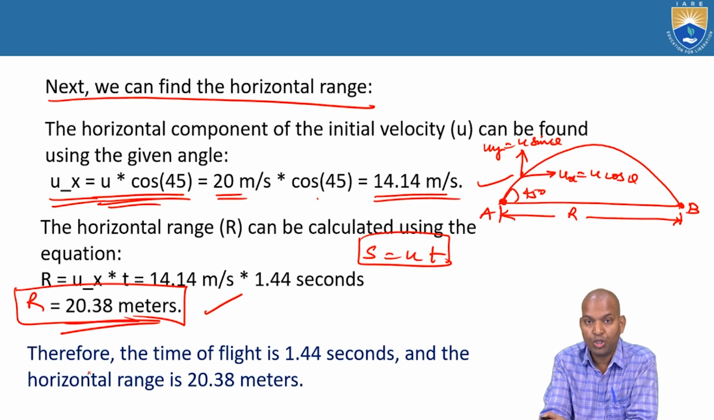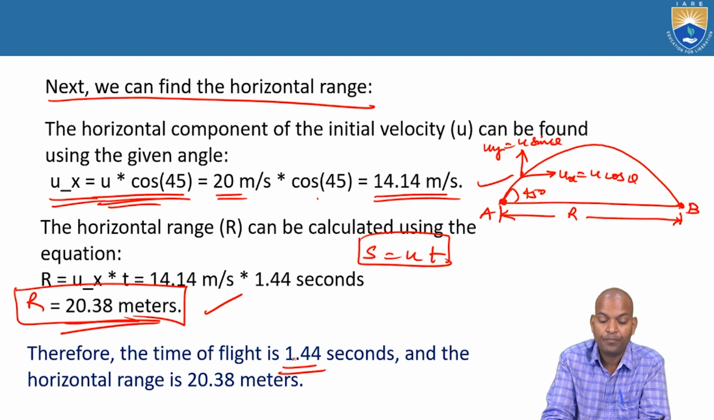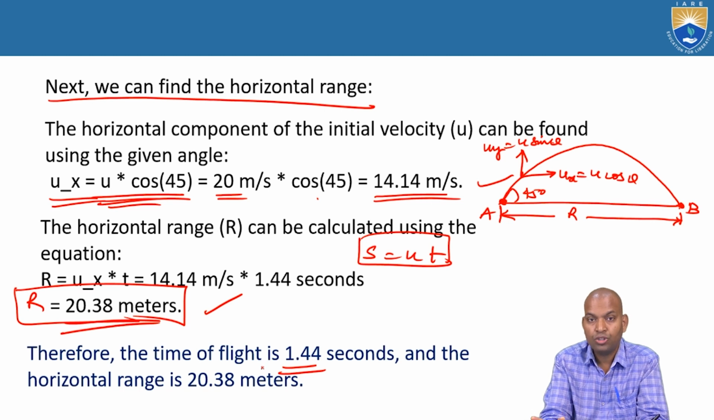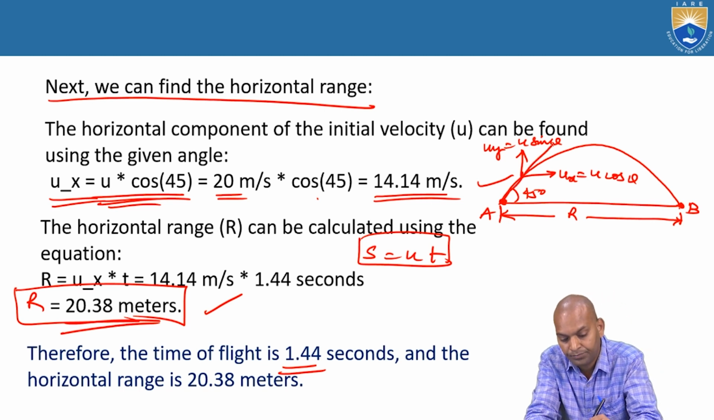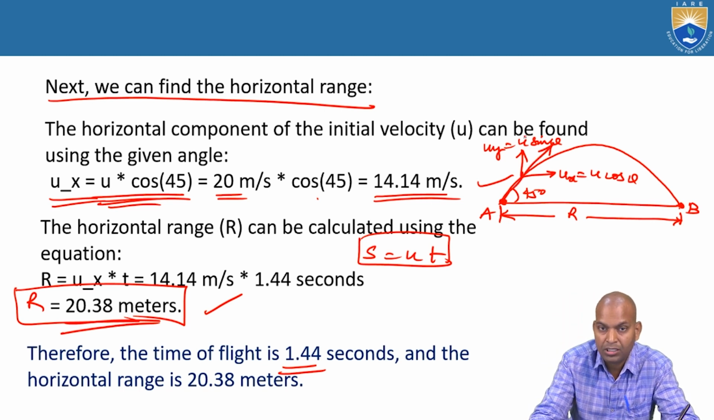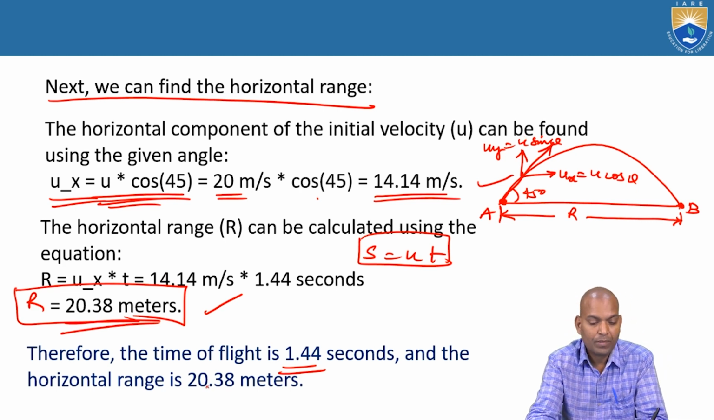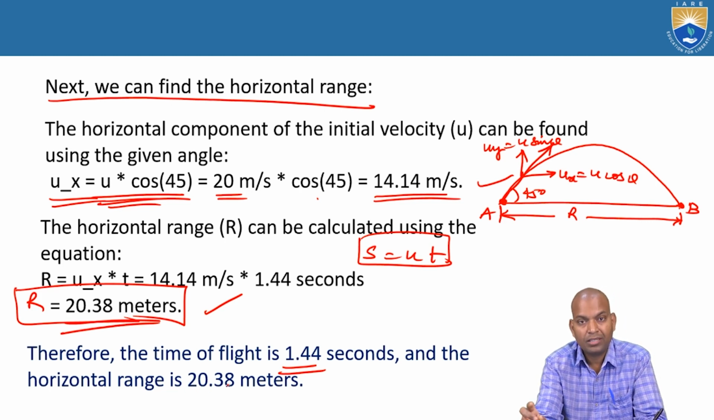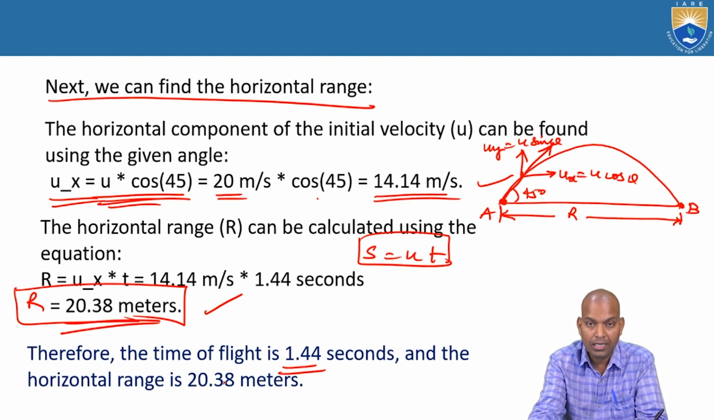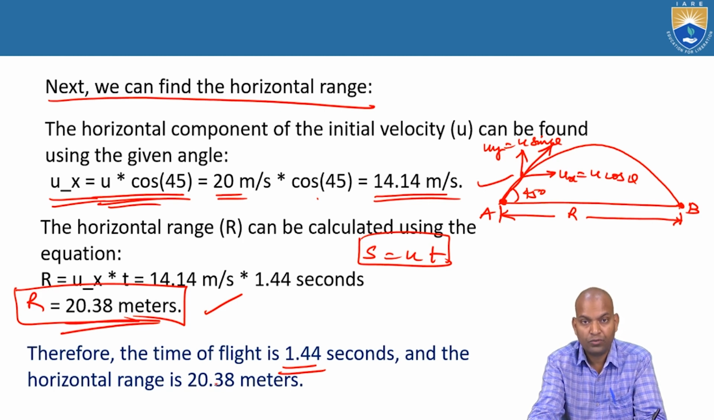From point A to point B, the time taken by the projectile is 1.44 seconds. When the initial velocity of the projectile is 20 meters per second and the angle of inclination is 45 degrees, the total time taken to travel from point A to point B is 1.44 seconds.